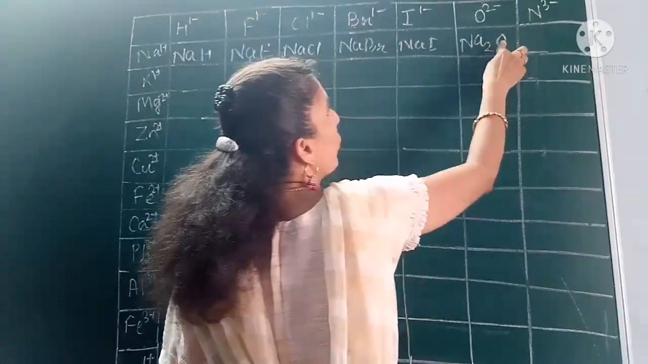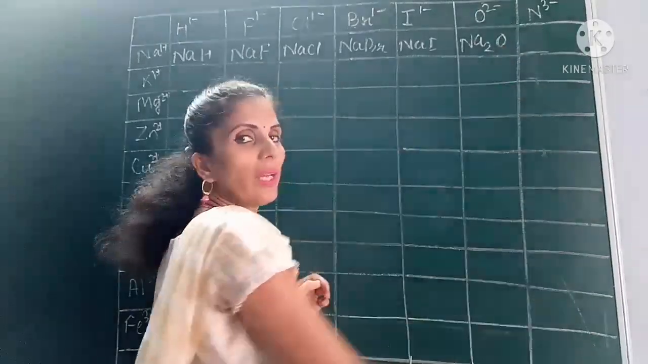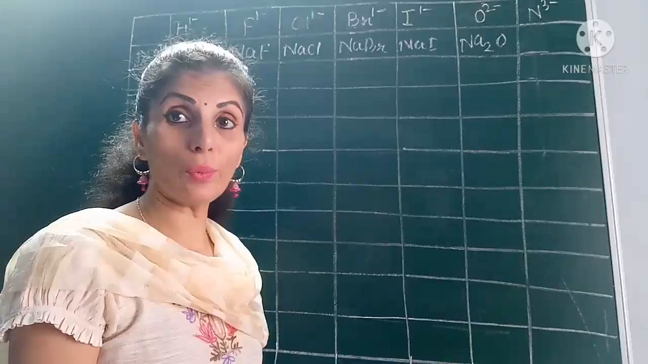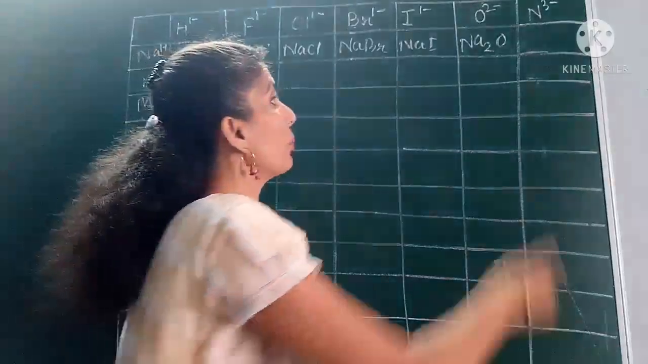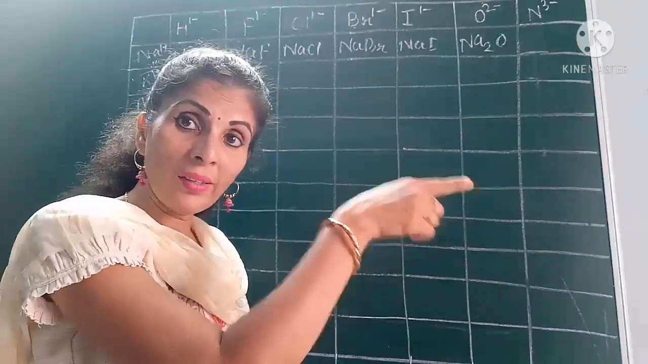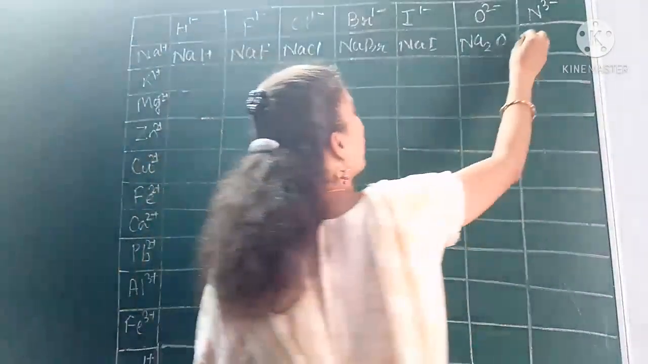Na2O, because O has valency 2, it will come here. Na has valency 1, it will go there. No need to write 1. So that will come as Na2O. Like this you can put N, 3 is there, 1 is there. 1 will go to N, 3 will come to Na. So the formula will be NaCN.